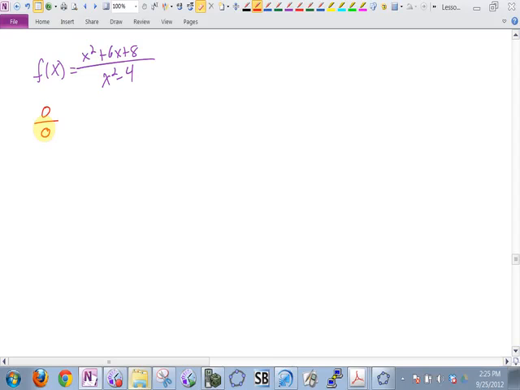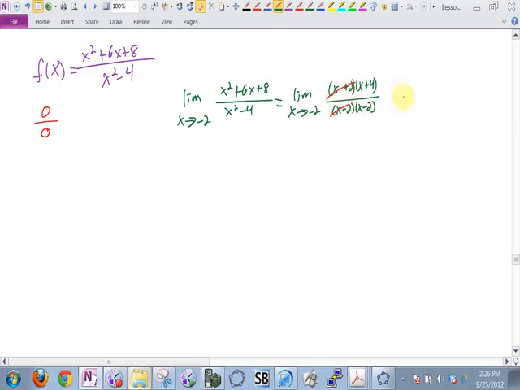So, the number negative 2 causes 0 over 0. Agreed? So, that could be a hole, it could be a vertical asymptote. Let's evaluate the limit. What is the limit as x approaches negative 2 of x squared plus 6x plus 8 over x squared minus 4? Well, we're going to use the factorization technique. The top factors down to x plus 2, x plus 4. The bottom factors down to x plus 2, x minus 2. So that factor cancels, and I end up with the limit as x approaches negative 2 of x plus 4 over x minus 2.